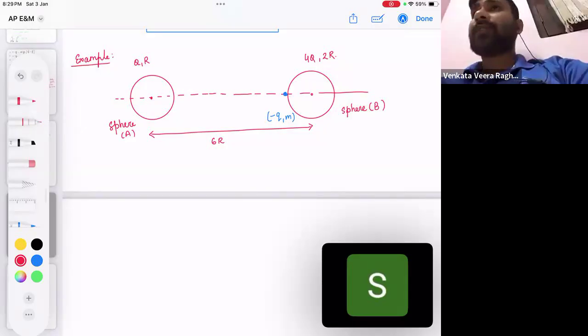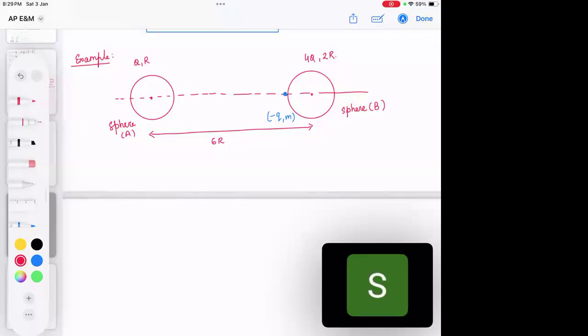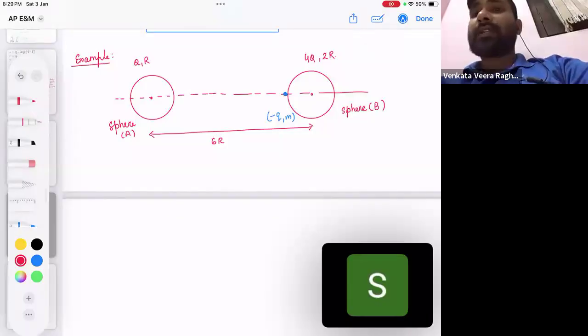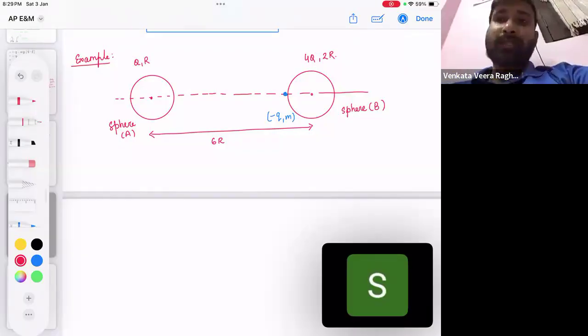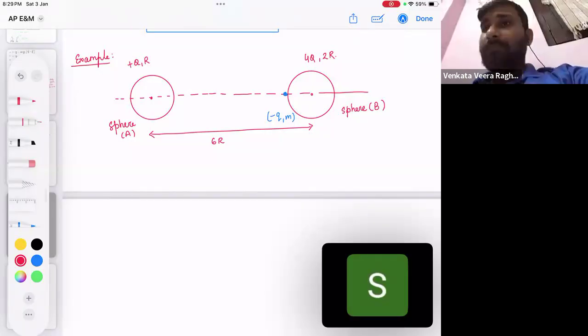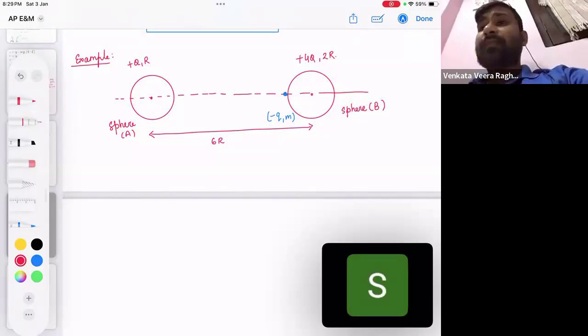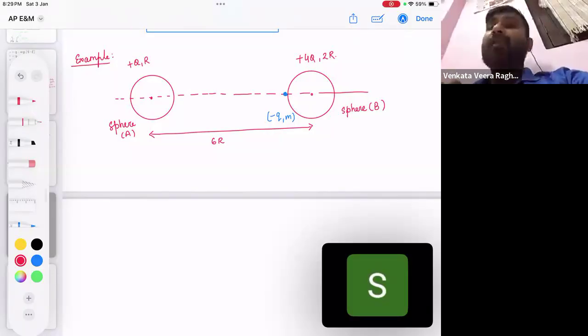Can it move towards sphere A on its own? No. Why not? Because it is going to be attracted by both the spheres. Both are positively charged spheres, isn't it? This is plus q, this is plus 4q. So both spheres will be attracting, but 4q will be attracting more. So on its own, this charged particle is not going to reach the surface of the other.